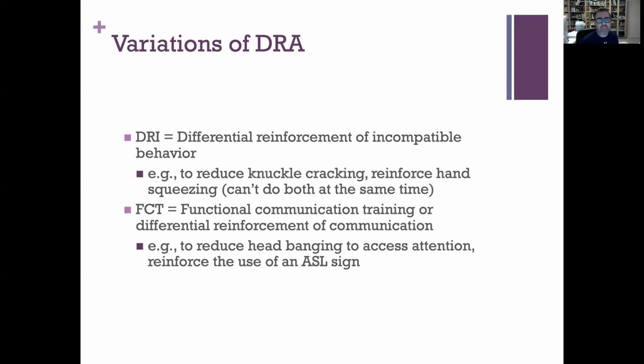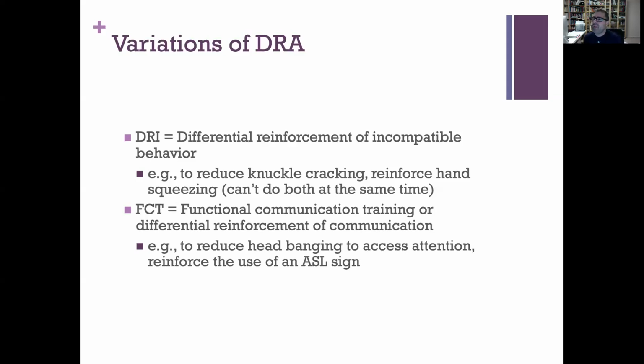Now, FCT, or functional communication training, is a type of DRI in which the appropriate behavior that you teach is a form of communication, right? So here, imagine that head banging, again, has produced attention in the past. Now, if you teach the individual to use American Sign Language to get people's attention or to call for someone, then the appropriate behavior is a form of communication that has replaced the problem behavior.